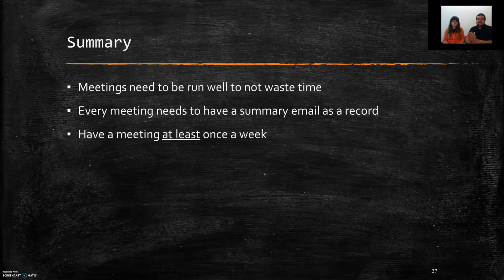So in summary, meetings need to be run well to avoid wasting everyone's time. If you have a bunch of meetings that are wasted time, people are going to be less and less involved and less willing to communicate. Every meeting needs to have a summary email for the record. So the reporter, individual needs to send that out to the group. And you need to have a meeting at least once a week.